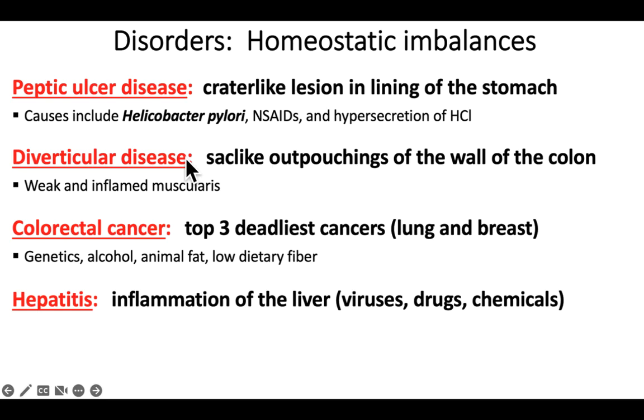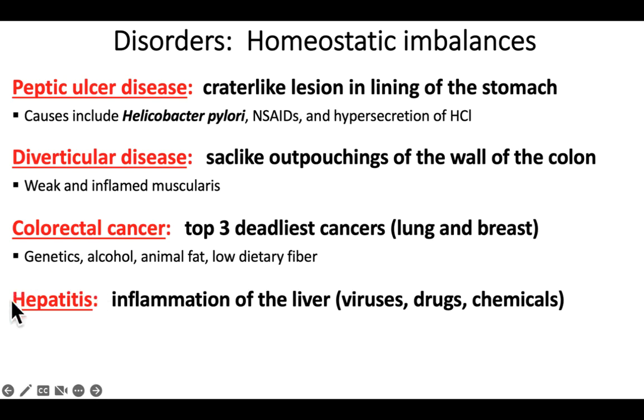Diverticular disease: these are outpouchings that happen in the wall of the colon. So the wall can get a little weak and get pushed out. This can cause inflammation. This can also trap feces in the little outpouchings, and then they can get infected. Cancer, obviously, is a big issue. It's one of the top deadliest cancers in the human body, behind lung cancer and breast cancer. There's a big genetic component there. Diet can increase risk of colon cancer, as well as alcohol.